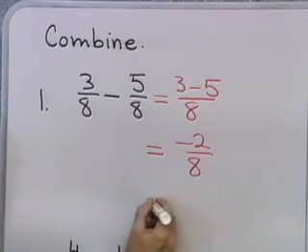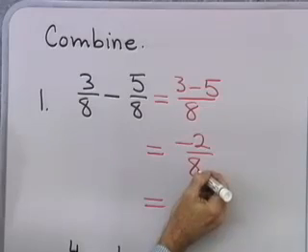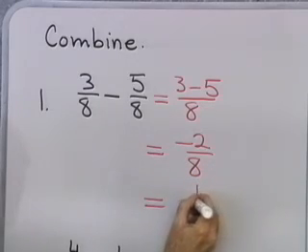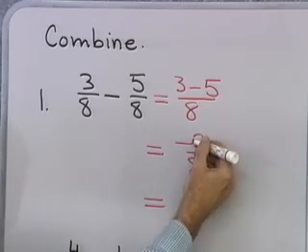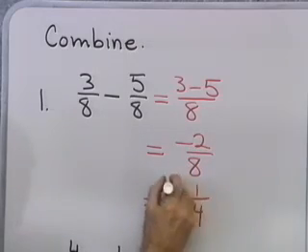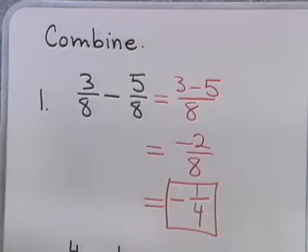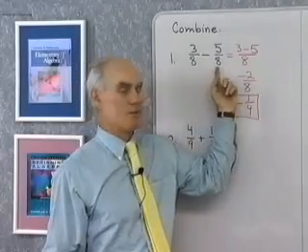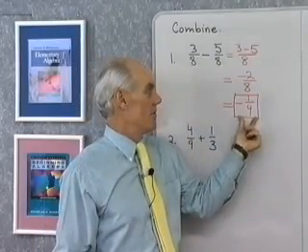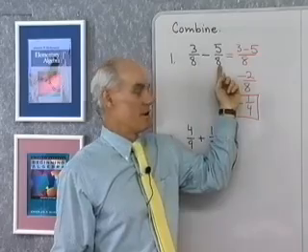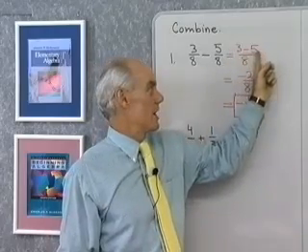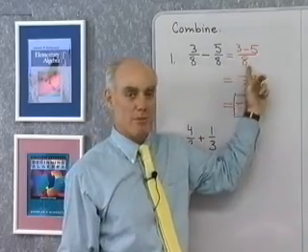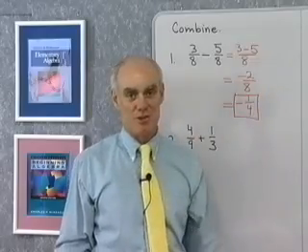Now I'll reduce to lowest terms by dividing the numerator and denominator by 2. So I end up with 1/4, and then a negative divided by a positive is a negative. So the answer to that problem is negative 1/4. 3/8 subtract 5/8 is negative 1/4. And I notice, first of all, that the denominators are the same, so I simply subtract numerators, put the result over the common denominator, then reduce to lowest terms if I need to.